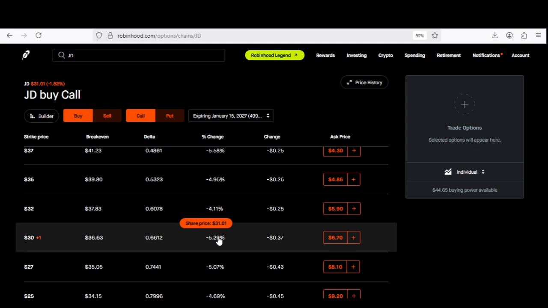What I usually do on my side is monitor this when it starts becoming 3 months to expiration to see how it's trading. Based on how it's trading, I then decide whether I want to exit the trade or not.